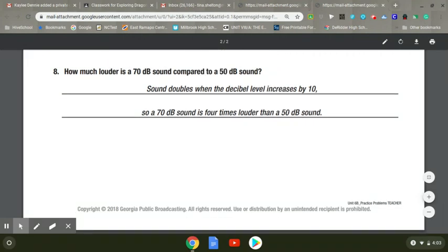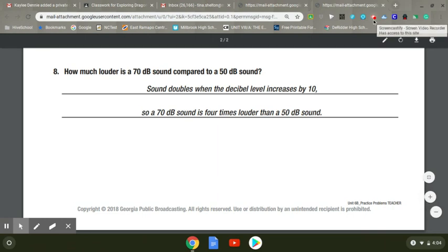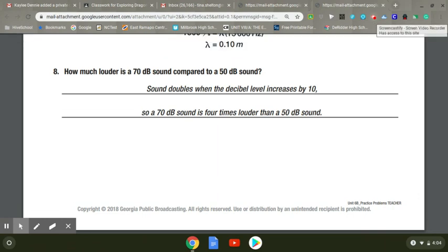Okay, so that's the answers to both practice problem worksheets 6A and 6B. Make sure that you know how the answers were derived. If not, come to a Google Meet and meet with me and we'll go over it.